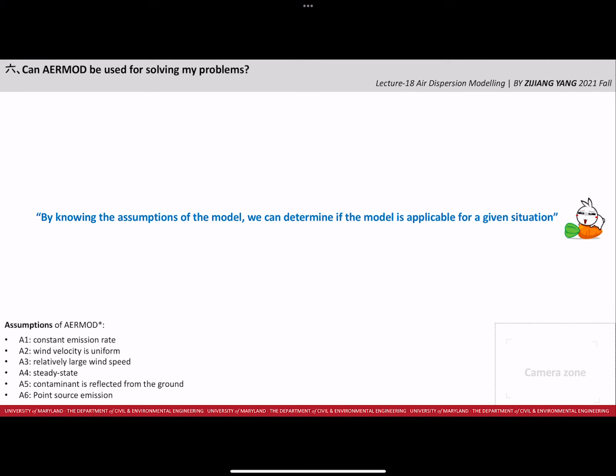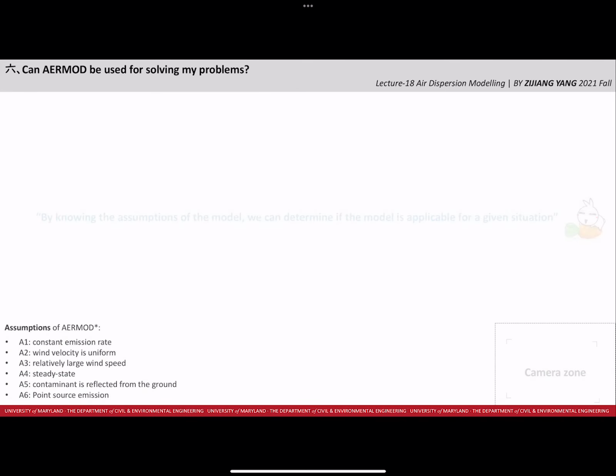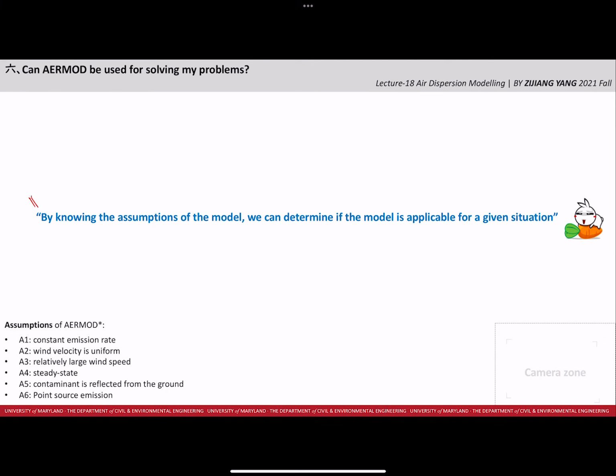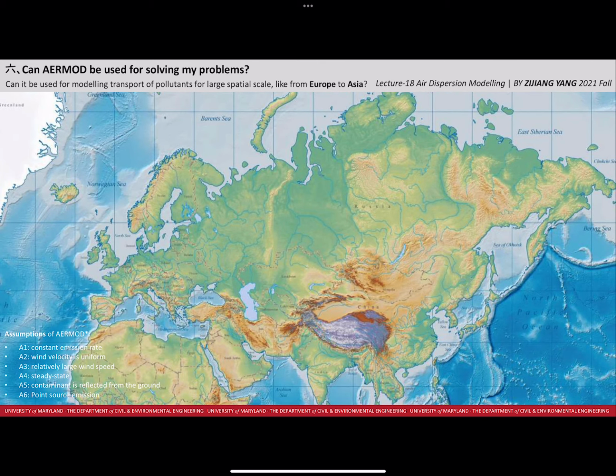Because of the time, we're not going to do the discussion, but here I just want to show the idea that by knowing the assumptions of a model, we can determine if the model is applicable to a given situation. And I think this is the case when we're applying other models. At first, we need to evaluate its assumptions and then compare them with the assumptions of our situation. So I'm not going to do the discussion, but let's just look at this one case because I have a similar question in the quiz.